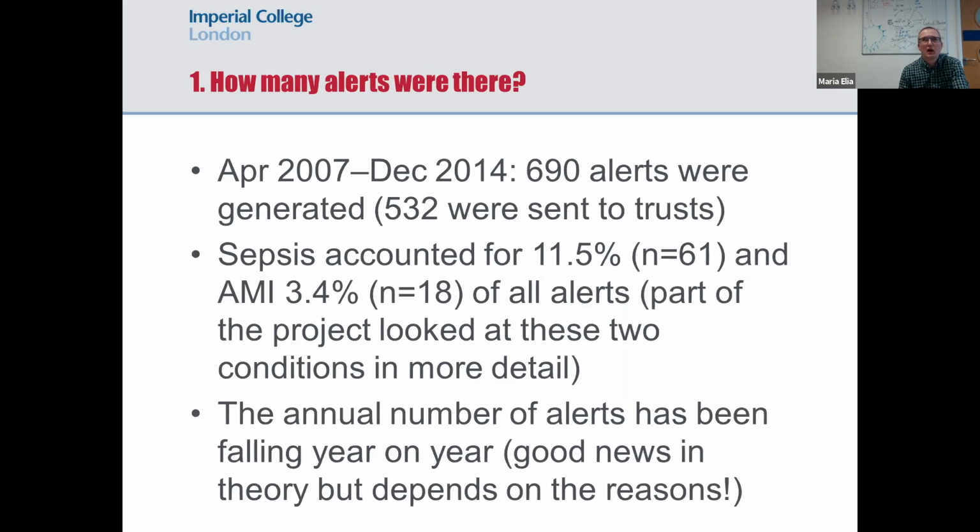So we sent out a lot of alerts. More than 500 were sent to hospitals. The project was also looking at sepsis and acute myocardial infarction, that's heart attack. There was a particular bit of work focusing on those two in detail, which the project report goes into. We found that there's a lot of alerts and they are gradually falling year on year, which in theory is a good thing, but of course it depends on why it's falling.